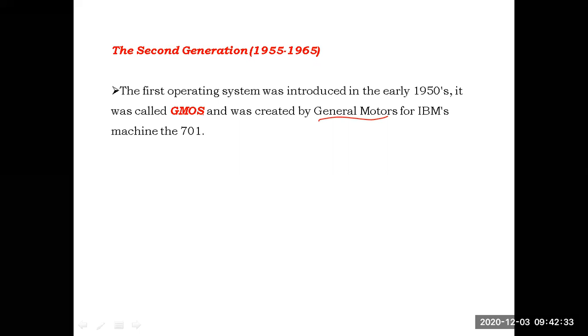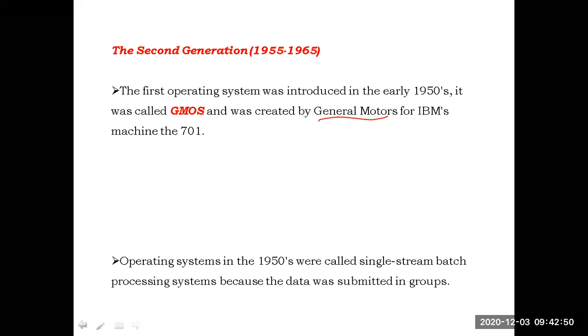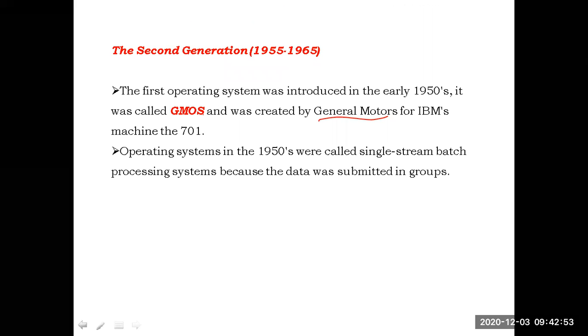In the second generation computers, OS was developed. The first OS was named GMOS, which was created by General Motors. Which machine used the first operating system? The IBM 701 machine used the first OS, which is called GMOS.